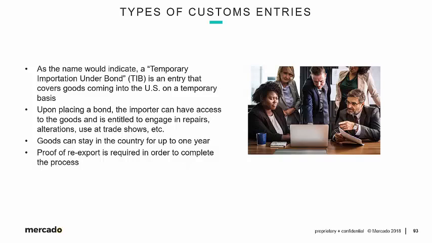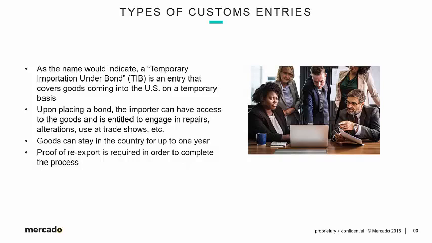Second bullet, upon placing a bond, the importer can have access to the goods and is entitled to engage in repairs, alterations, use at trade shows, etc. Something important to mention in this second bullet is the idea of a bond. We define bonds as it relates to having a surety in place to cover default on any payment of duties to the U.S.